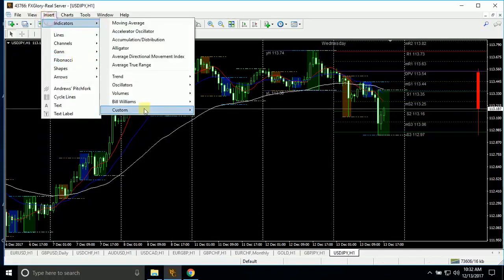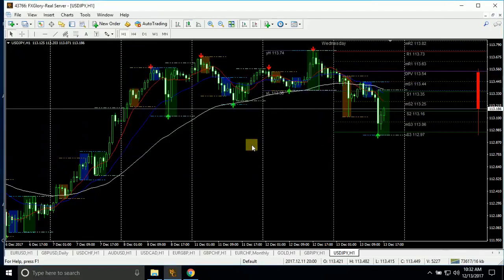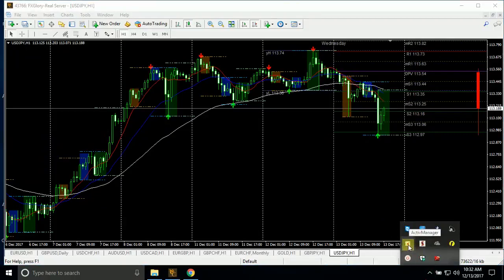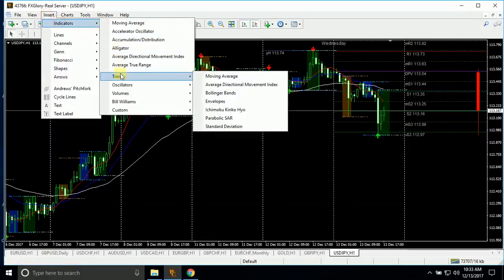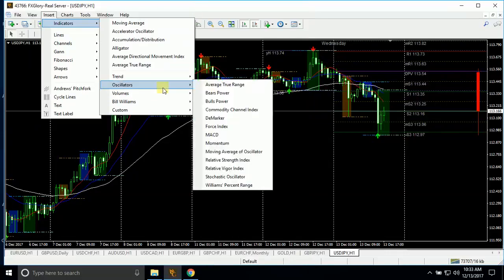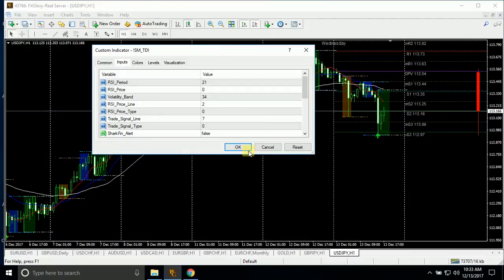I've added these signal arrows to make it a little easier for you all. And last but not least, I'll also add this one in there for you guys. Let's add the RSI. I'm sorry, not the RSI. We're gonna add the TDI.